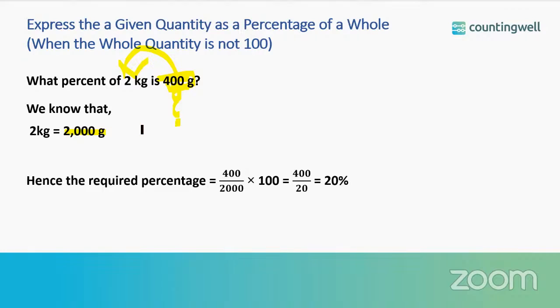So what we are going to do is first convert both the units to the same unit. Here we have kg, so we have converted kg into grams. Another quantity here is 400. So 400 out of 2000. If you multiply it by 100, you will get per 100. So you have 20%. So 400 grams is 20% of 2 kg. This is the conclusion.